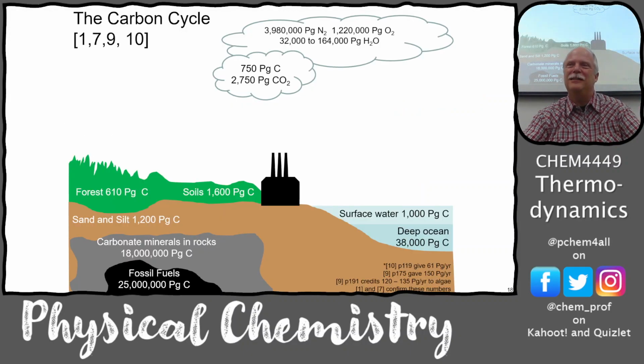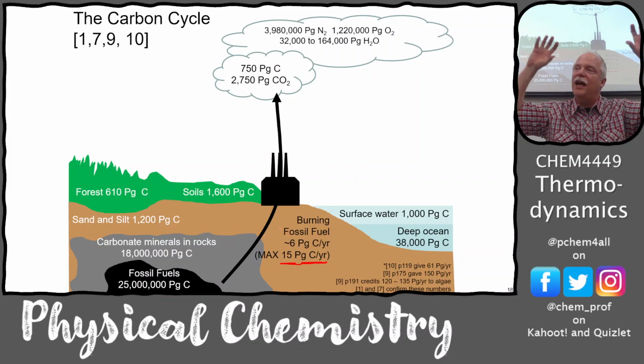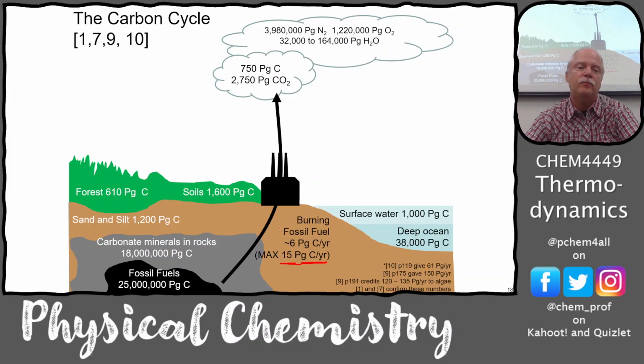So here's our fluxes. If the worst case scenario would be that we could put 15 petagrams of carbon per year, that's the max, into the atmosphere, what kind of fluxes do we have? So I went on a search through the literature to figure out what kind of fluxes we have in keeping the amount of CO2 in the atmosphere stable.